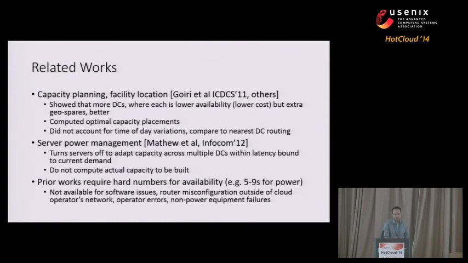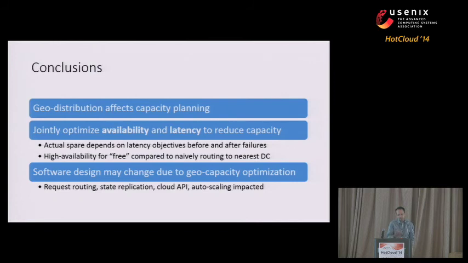So in the interest of time, I'll skip the related works. The paper has all of them. And the key things we are trying to get with this initial phase of our work is that how geo-distribution affects capacity planning and what the implications on software design are. I'm very happy to hear any feedback folks have on guiding future directions on this. Thanks.